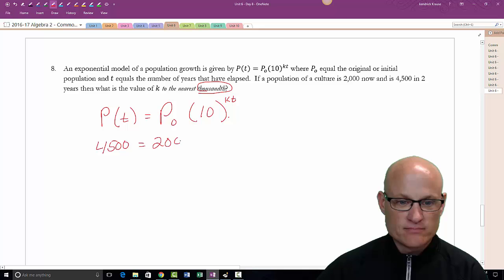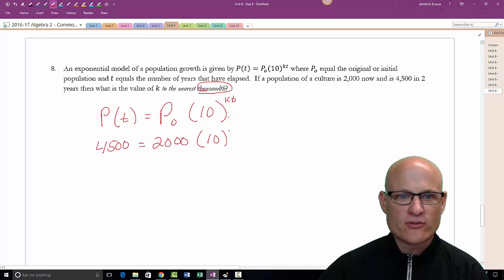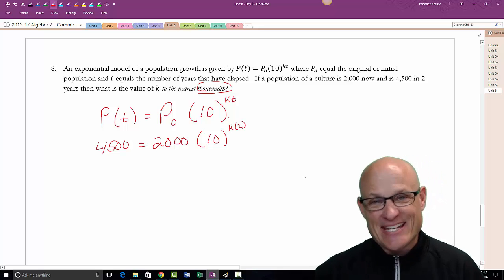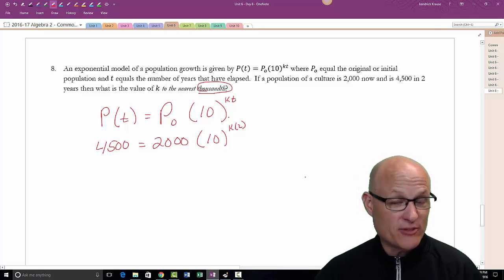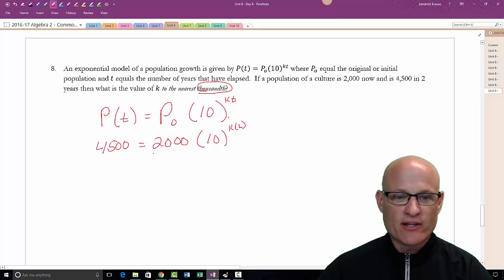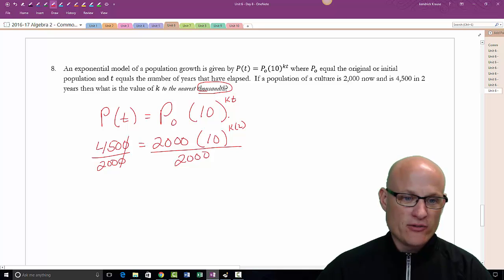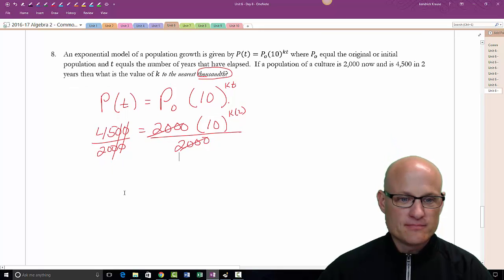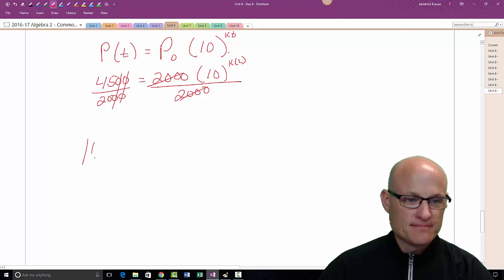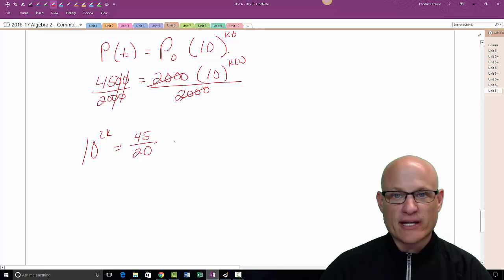We're going to start at 2,000. We're doing 10. And we know the number of years, so we know that time is 2. So all we have to do is solve for k. It's an exponent we're solving for, which means we're going to have to use logs or exponential functions. So let's get rid of the 2,000, get the weird thing alone. I'll get rid of these 2 zeros. So what I end up with is 10 to the 2k equals 45 over 20. And I'm okay with that.